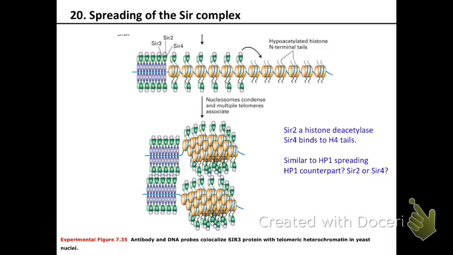HMT. Yes. In this case, you're removing the modification for the other protein to bind. In the HMT cases, you're putting the modification for the other protein to bind. Conceptually very similar, but details are not exactly the same. What would be the counterpart for SIR4?